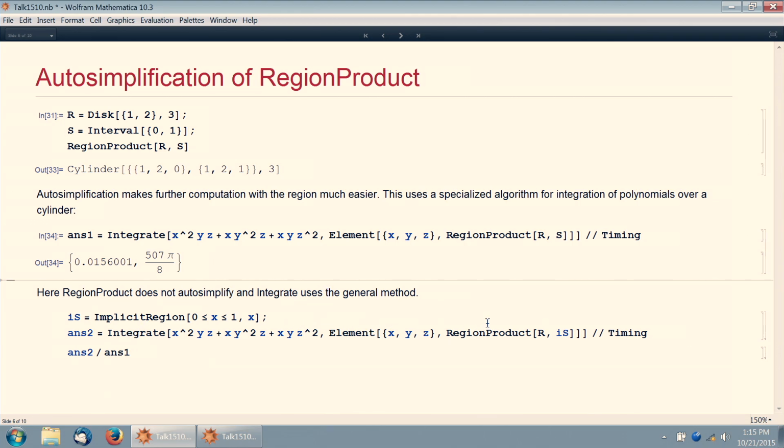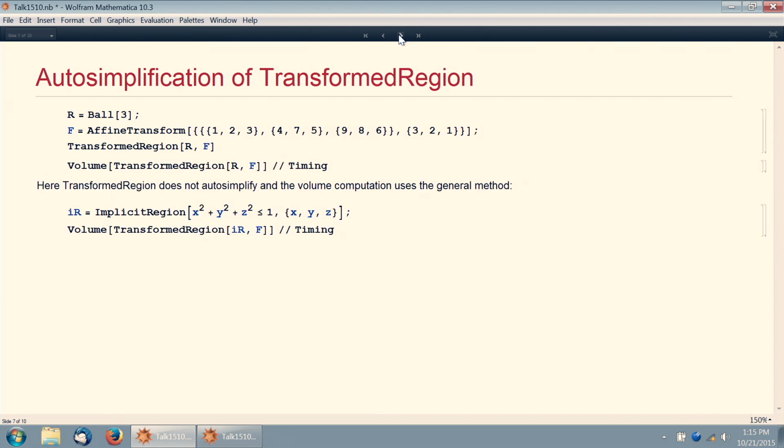And if we use the general method and do the same integration, then OK, it was 3 seconds, not so bad. But it's still a few hundred times slower.